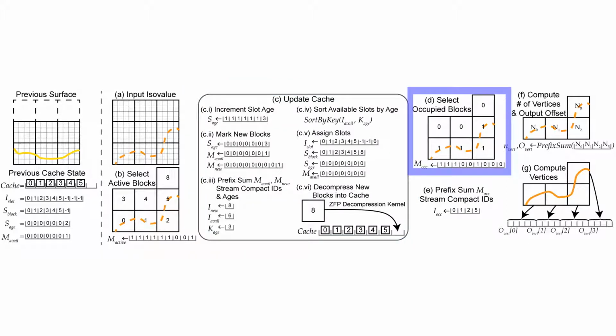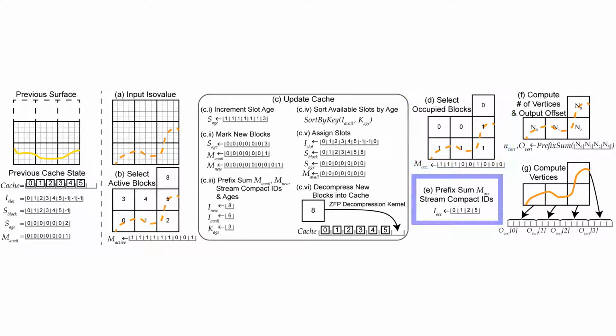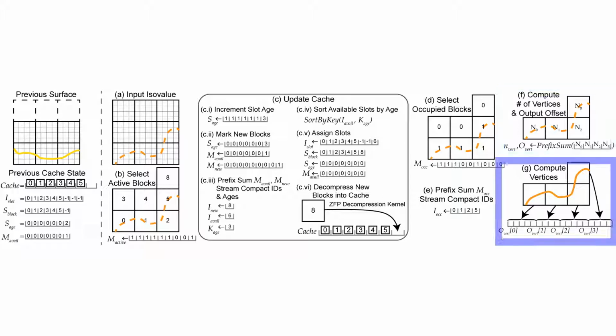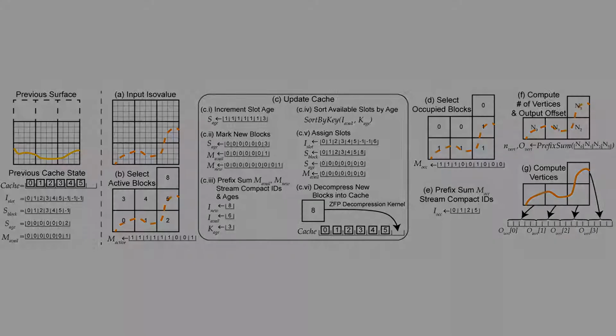In D, the active blocks are filtered down to just those that will output vertices. In E, we perform a prefix sum and stream compaction to compute the IDs of the blocks that will output vertices. In F, we compute the number of vertices that will be output by each block, and finally in G, output them to a single vertex buffer. Please see the paper for more details about the algorithm.